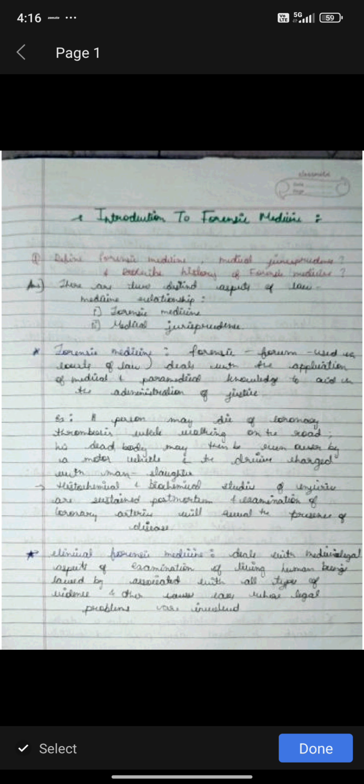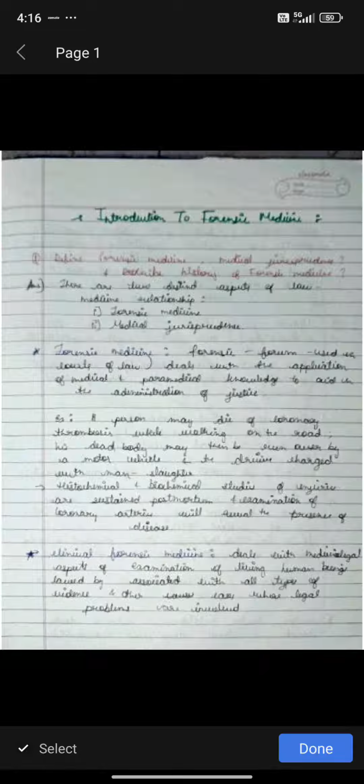So here comes our role: the histochemical and biochemical studies of injuries sustained post-mortem. An examination of the coronary arteries will reveal the presence of disease. So from this example we learn that we have to apply our medical knowledge to get to the truth behind a certain murder or crime.